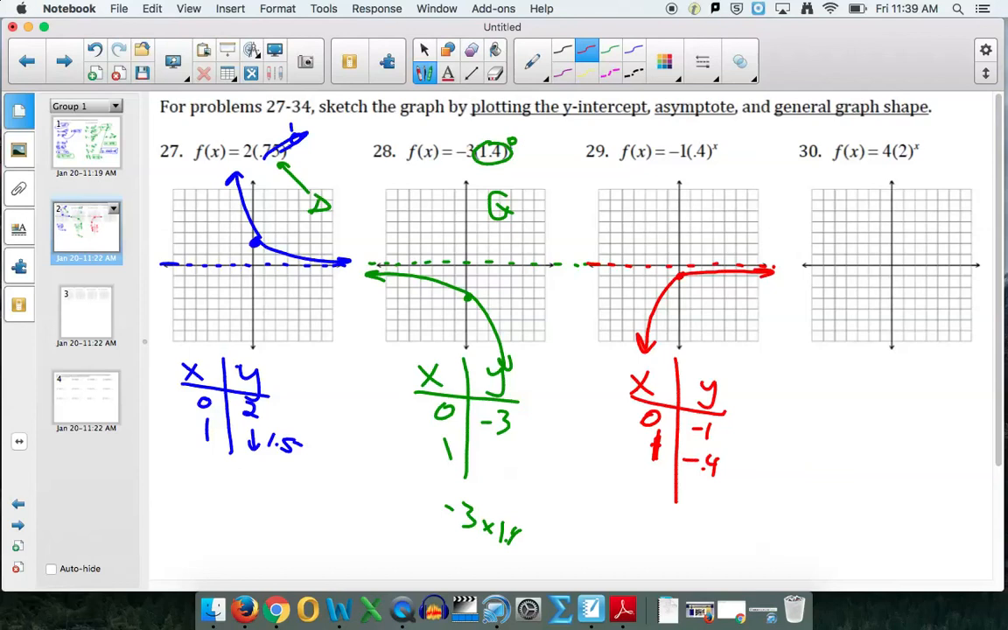Number 30. Last one here, we have 4 times 2 raised to the x power. So we need our horizontal asymptote. When x equals 0, we get a y value of 4. Plug in x equals 1, we get a y value of 8. So we're starting at 0, 4, but then we're doubling it, going up to 1, 8. We can see this is going to go away from the x-axis, which means on the left side, it's got to level off toward it.